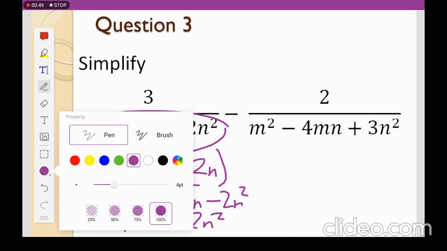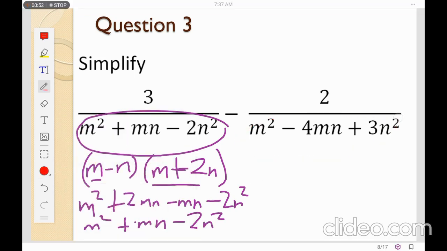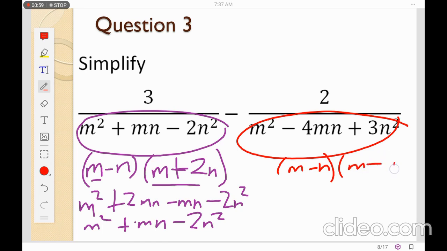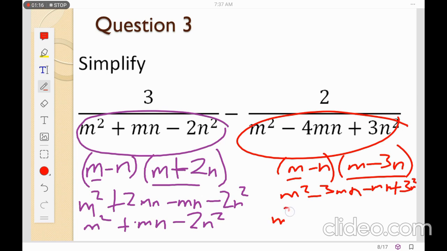Let's have a look at the second one and see its factors. For this one, the factors I'll have are (m minus n) and (m minus 3n). We can even cross-check by multiplying: m squared minus 3mn minus mn plus 3n squared. At the end of the day, I'll have m squared minus 4mn plus 3n squared. So these are the factors that we'll have.